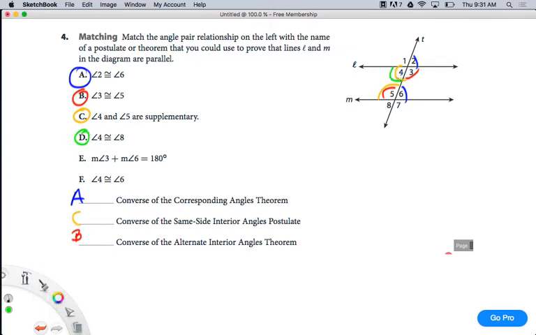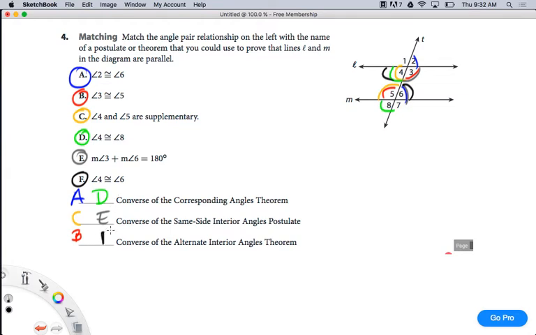Next, angle 4 is congruent to angle 8. Which one would I use there, Angela? Good. Converse of the corresponding angles. Next one. Angle 3 plus angle 6 are 180, or in other words, they're supplementary. Which one would I use, Nicole? Converse of the same side. And last but not least, angle 4 is congruent to angle 6. Which would I use for that one, Skylar?